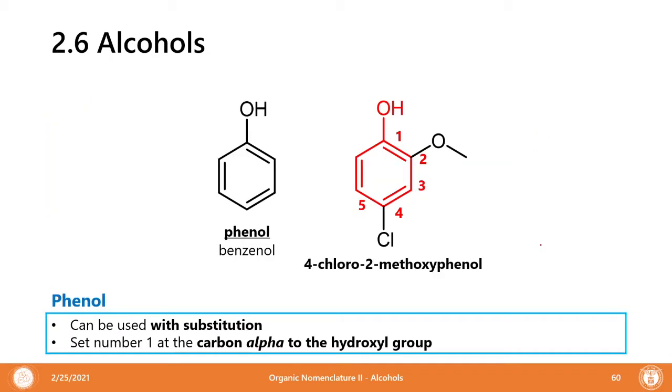Okay, here's the single hydroxy-substituted benzene known as phenol. In naming phenol, we set number 1 at the carbon alpha to the hydroxyl group, so it's this one. This can be substituted. So when we name this compound, we use phenol as the parent name, and then at position 2 we have the methoxy group, and at position 4 we have the chloro group.